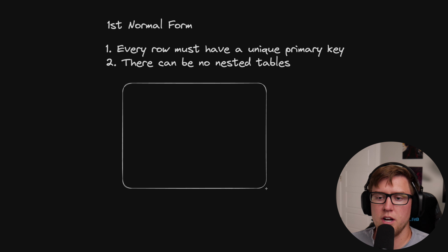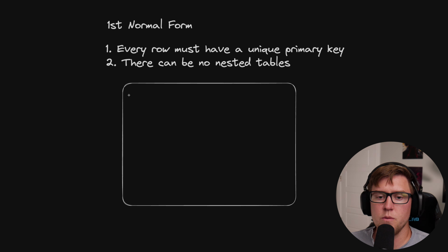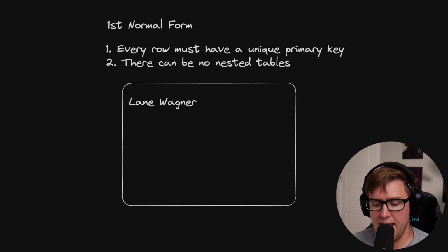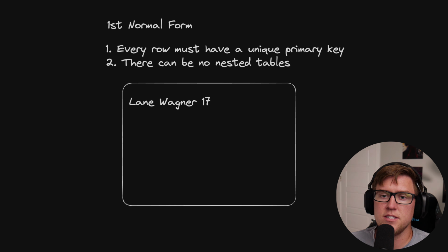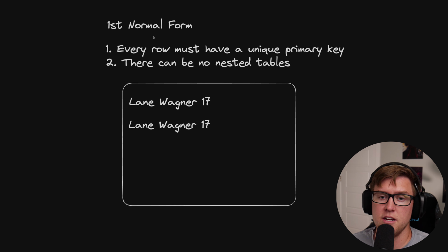Here is, well, let's draw out a little database for ourselves. Let's say that we have a table in the database, and the first row, let's say this is a users table. We've got first name, Lane, last name, Wagner, and then age, 17. If in the same table, I have the exact same row, Lane, Wagner, 17, then this table does not adhere to first normal form. First normal form requires that every row must have a unique primary key, which translated out of kind of academic database speak, literally just means you cannot have completely duplicate rows, right?